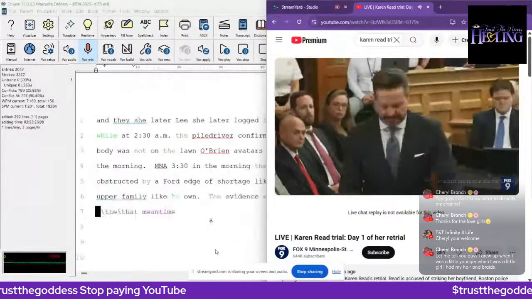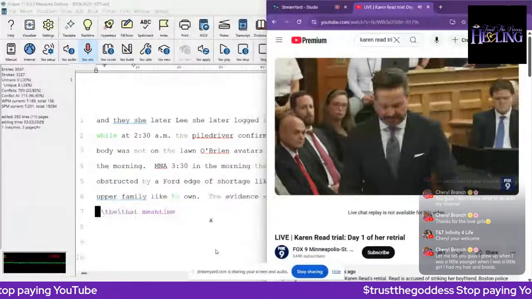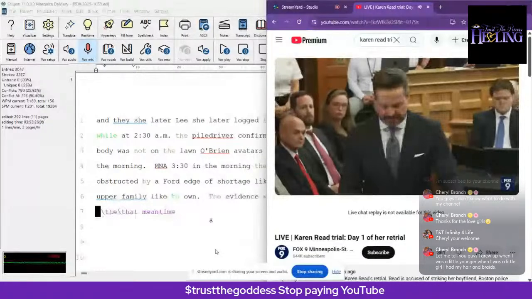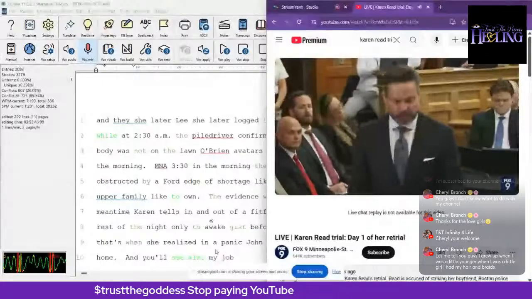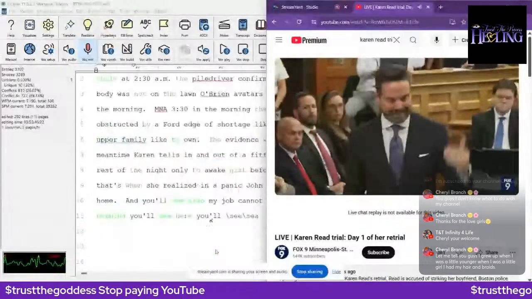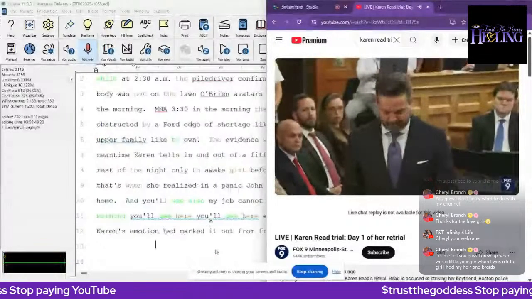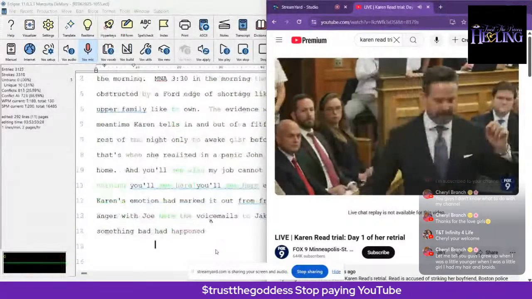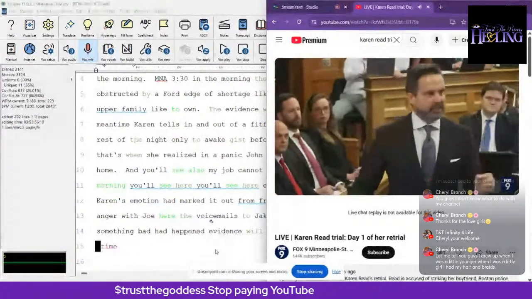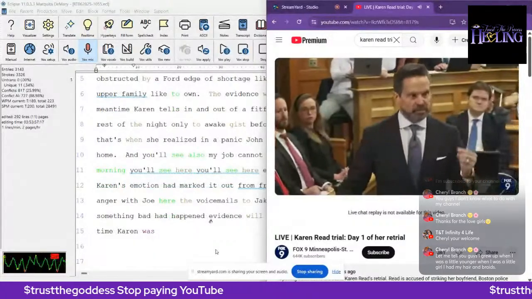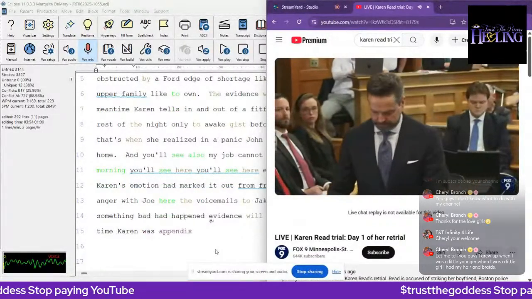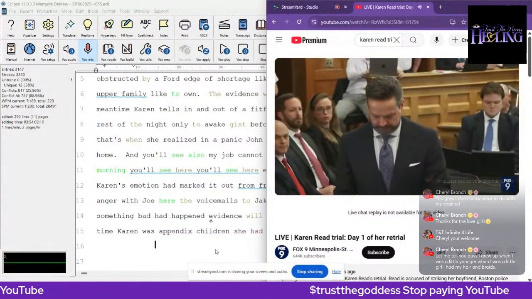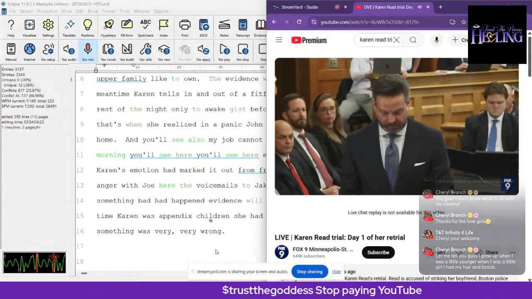Fitful sleep for the rest of the night. It wasn't like John to not come home. Her feelings had morphed from frustration and anger, which you'll hear in the voicemails, to abject fear. Fear that something bad had happened. The evidence will establish that by this time Karen was panic-stricken. She had a feeling something was very, very wrong. She was unable to get a hold of John. Karen went to go look for him.